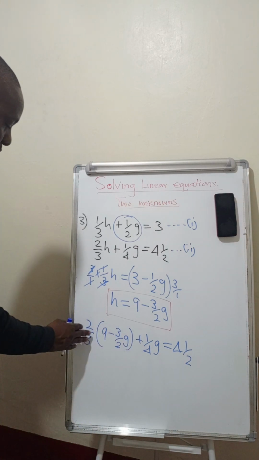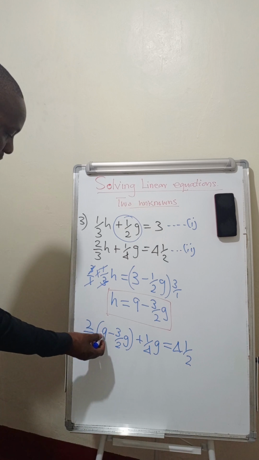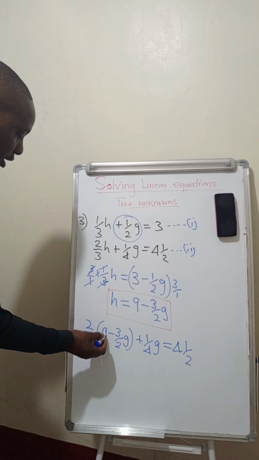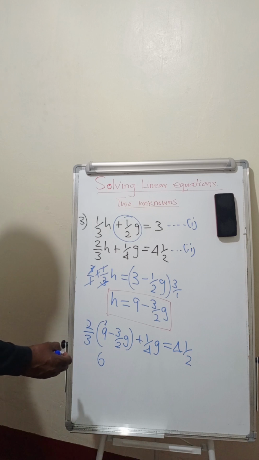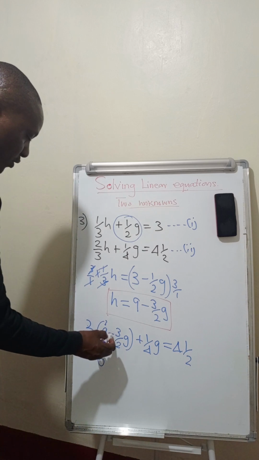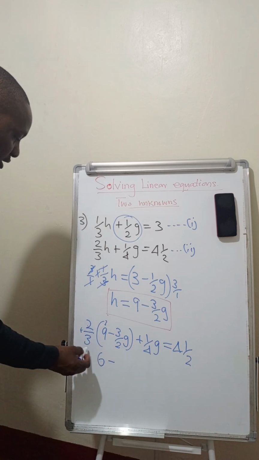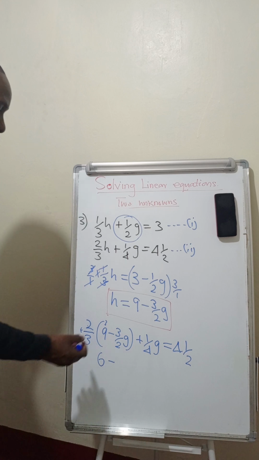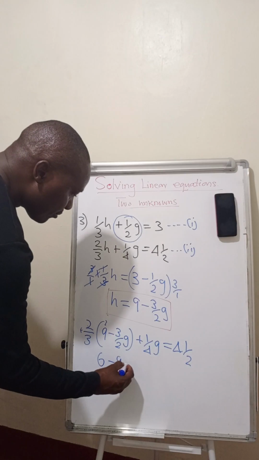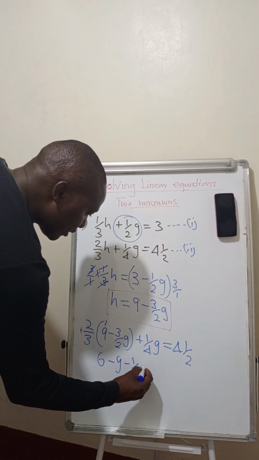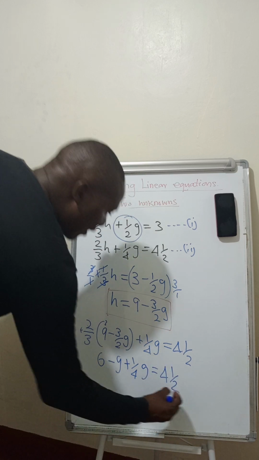To open this bracket, multiply everything here by the 2 over 3. If you multiply 2/3 by 9, this 3 will cancel here 3. 3 times 2, you will get 6. Then if you multiply this one here also, this is a negative number, this is a positive number. We shall get a negative number. So work out 2/3 times 3 over 2, you will get 1. So 1 times g is just g. Then minus g plus a quarter g, which is equal to 4.5.